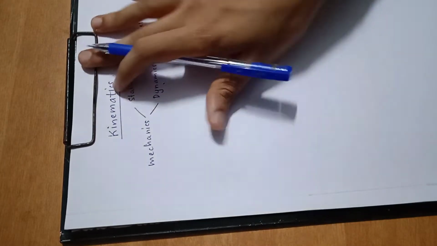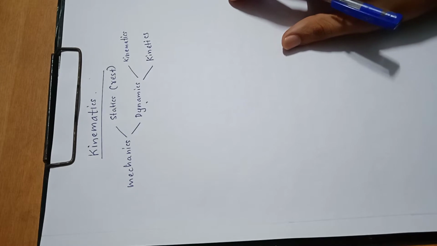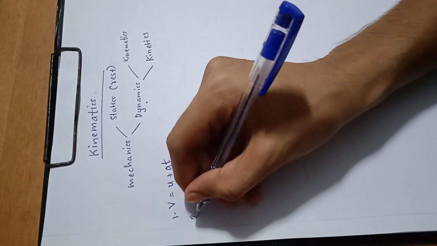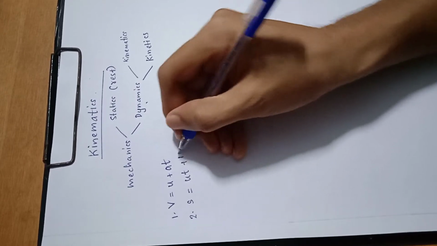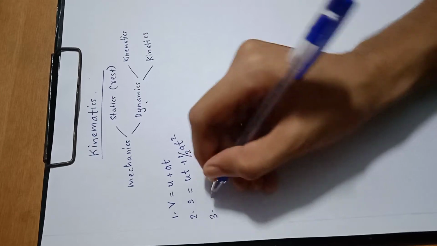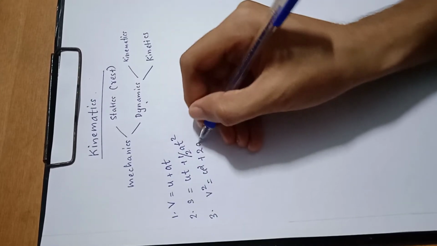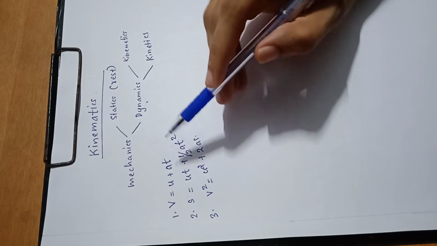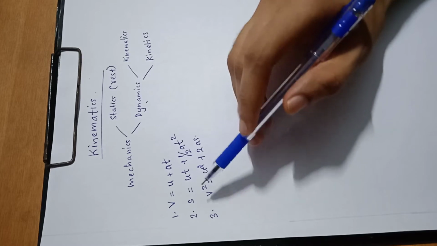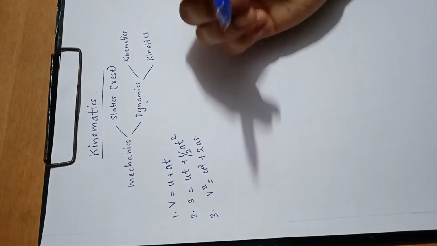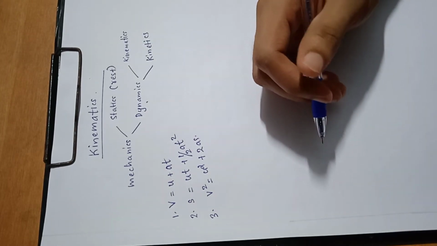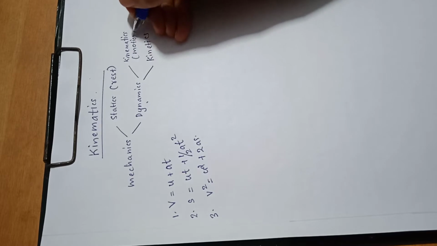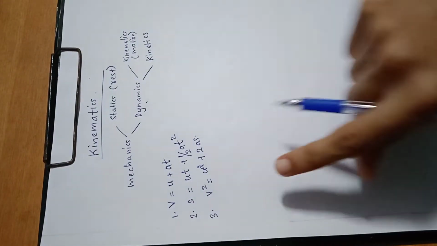First of all, we should know three kinematics equations. That is, v equal to u plus at, then s equal to ut plus half at square. Third one, v square equal to u square plus 2as. Here v denotes final velocity, u denotes initial velocity, a denotes acceleration, t denotes time, and s denotes distance covered, or in some contexts it is defined as displacement also. In this branch, kinematics, we are studying the motion only, not the force which causes this motion to happen.